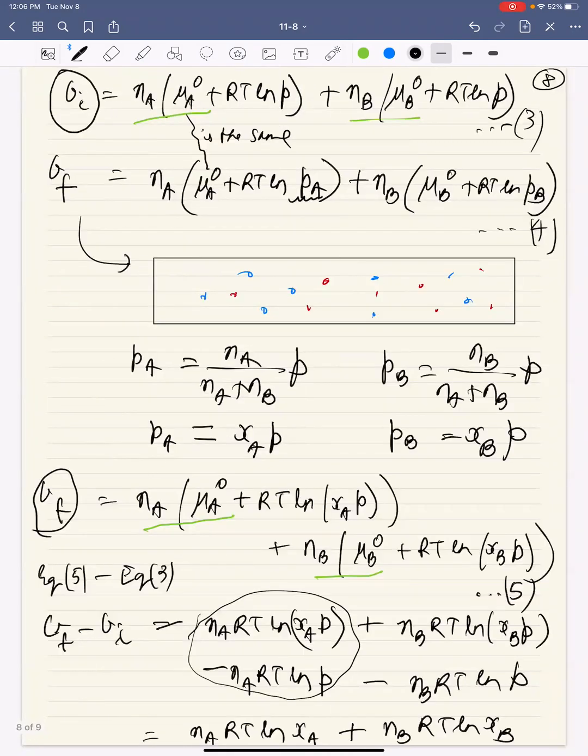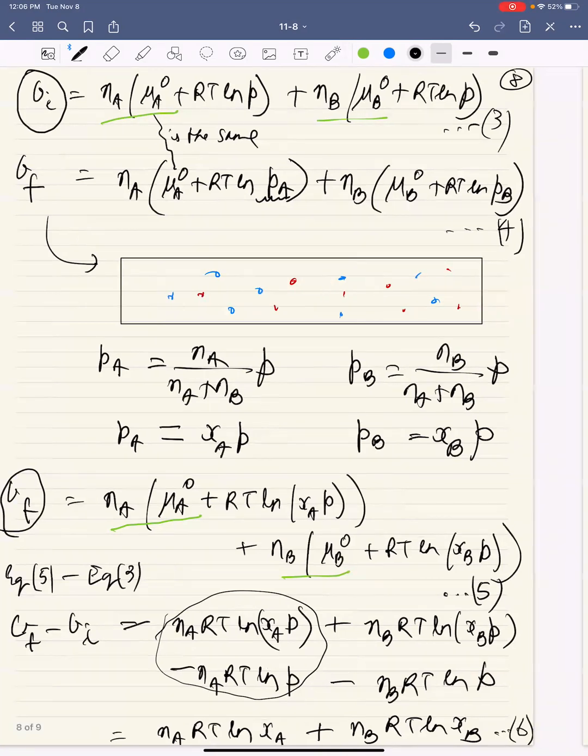So GF minus GI is equal to NA RT ln XA plus NB RT ln XB. Okay, and let's call this equation number 6. This is total free energy of mixing. Now we are interested in free energy of mixing per mole. So what should we divide this by? Na plus NB. So GF minus GI per mole is equal to, and let's call this delta mixing of G.